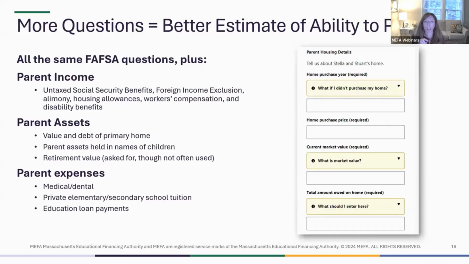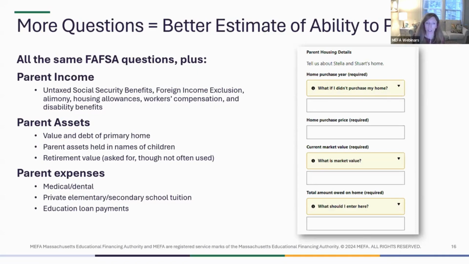As I mentioned, the profile is going to go into a bit more detail than the FAFSA. So it's going to basically ask all the same FAFSA questions about your income and your assets, those ones I just summarized, but there's going to be more detail. So in the parent income section, you're going to have to report tax, Social Security benefits. You've got a foreign income exclusion, alimony, house allowance, workers' comp, disability. Basically, any money that you took in 2023, you're going to have to report.